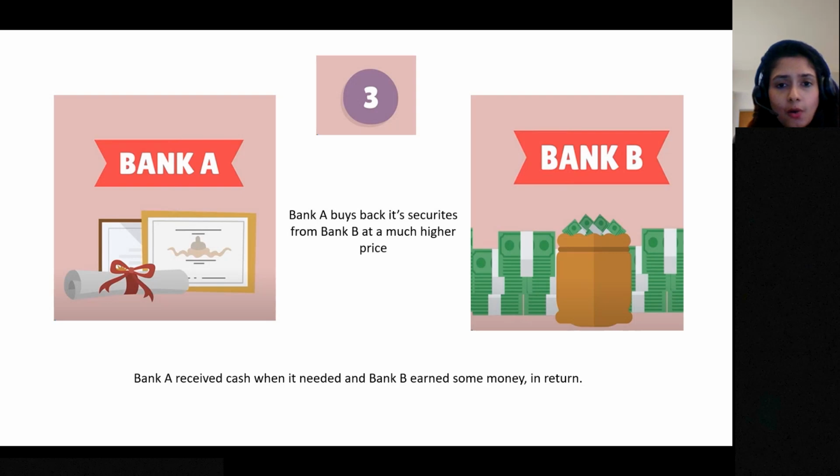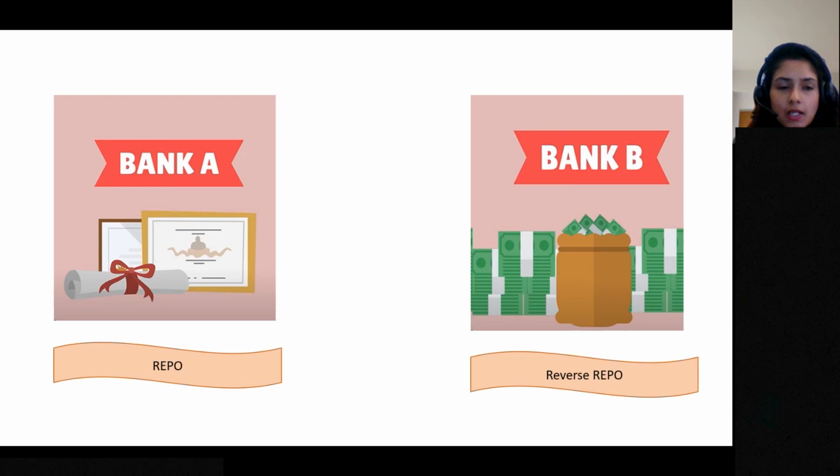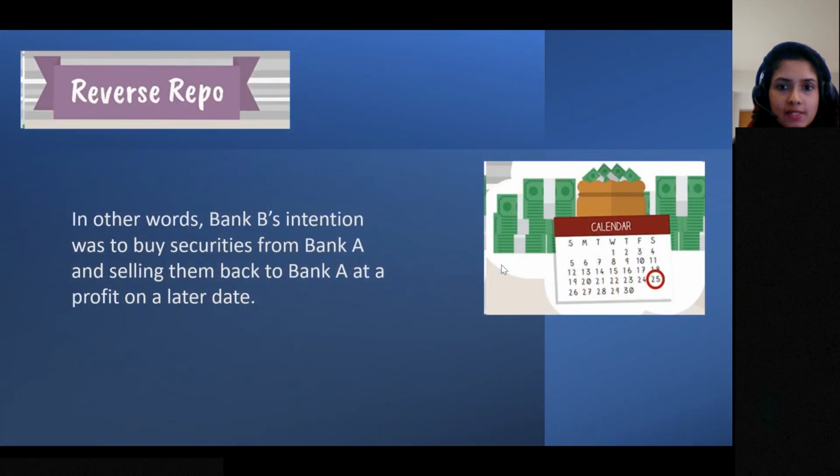Now, how will you define reverse repo in this scenario? In the example that I explained, of course, bank A will act as a repo, but bank B is acting as a reverse repo. As I said, it's the exact opposite scenario. So when someone is acting as a repo, the other party will act as a reverse repo. So what happens is bank B's intention was always to buy securities from bank A and sell them back to bank A at a profit on a later date.